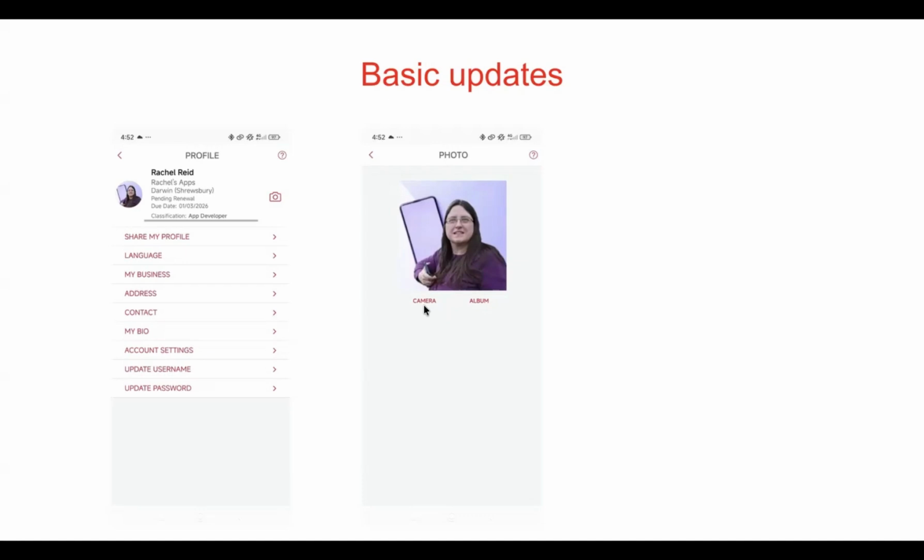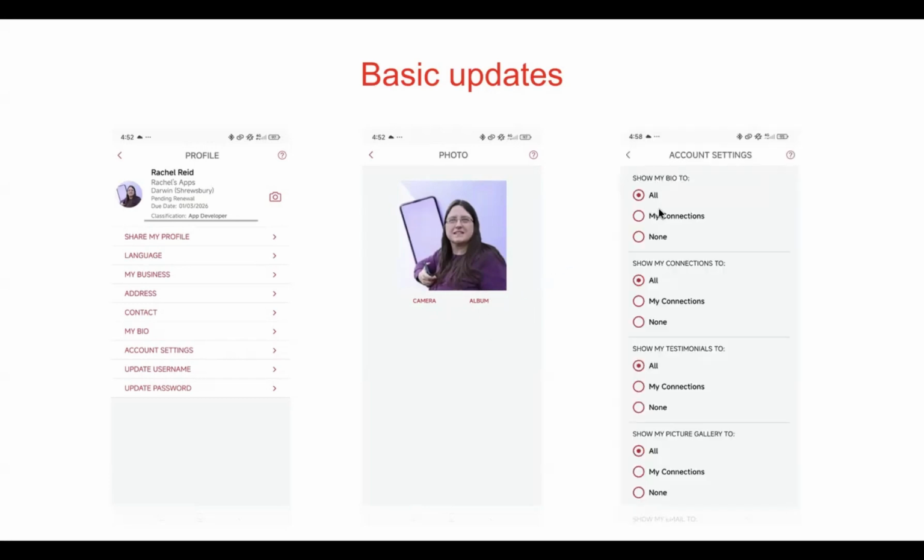Camera means I can tap on the camera and take a live photo while I'm on the phone, which is a good feature of the app, which you can't do in the web version. And album will bring up all the photos in your photo reel, and you can pick from an existing photo. And your account settings, this is where you can change who can actually see all your details. So you can set it to all, just your connections, or none. So you can set your privacy settings here.